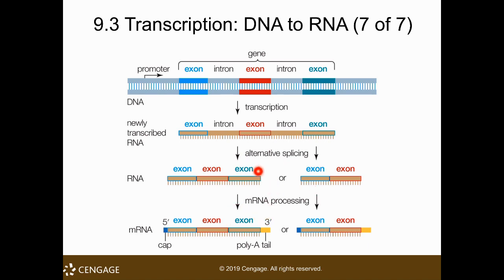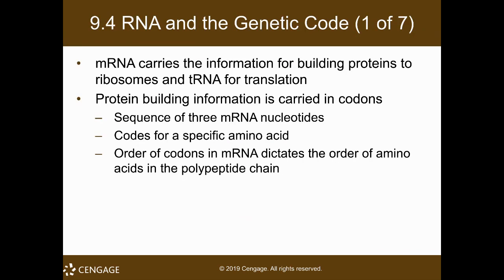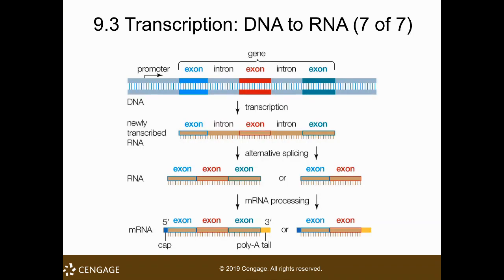And then after this alternative splicing, you have your capping and adding of a tail. So you add a cap and a tail, and that is your mature messenger RNA. In the next part of this lecture, we'll discuss the genetic code. This is now the translation step. So this information, how does it become protein?